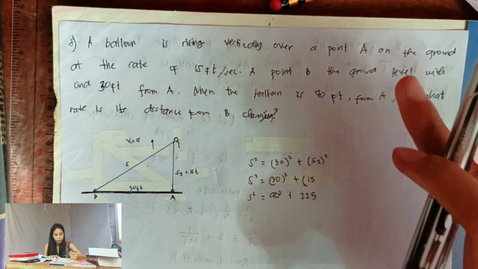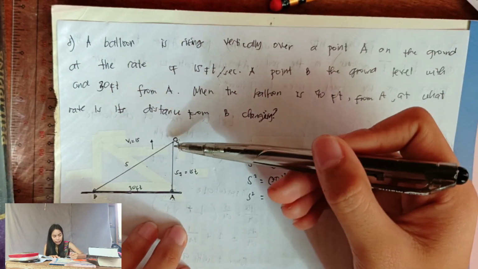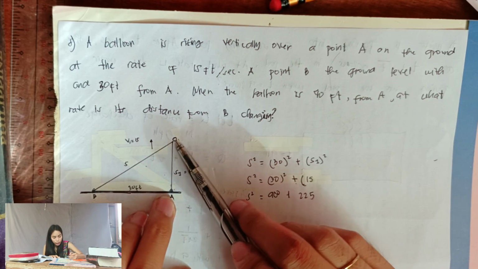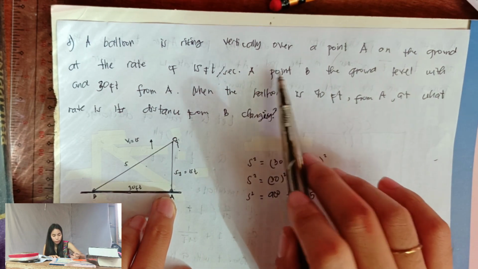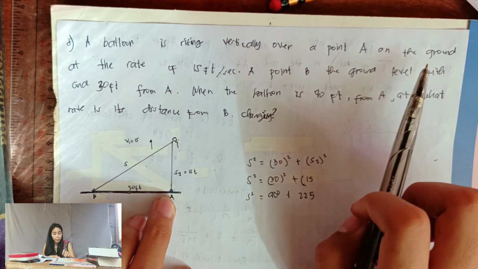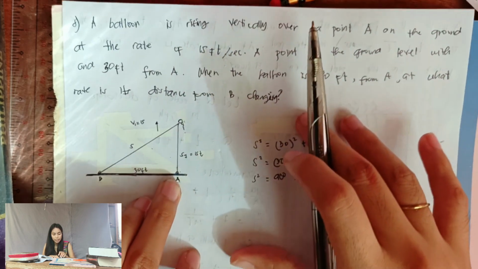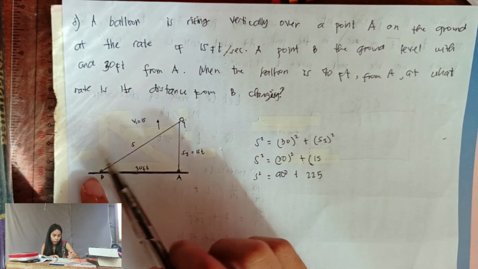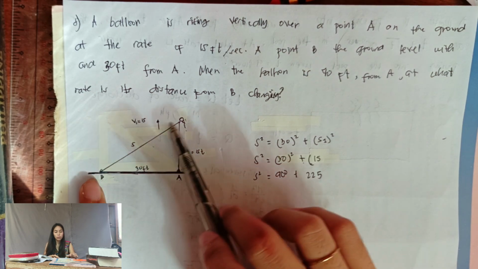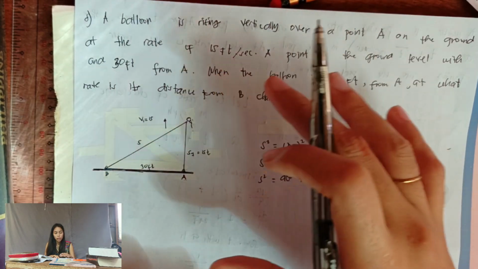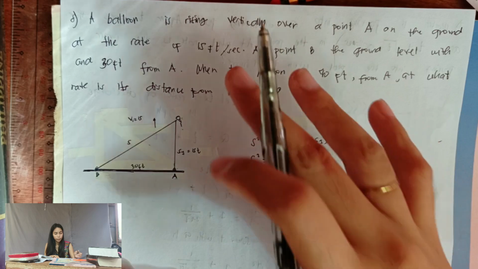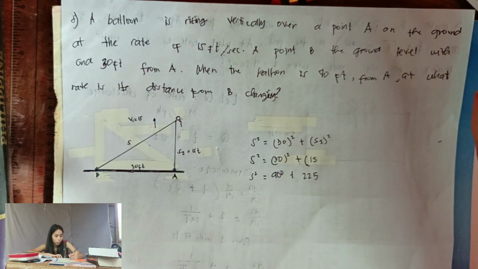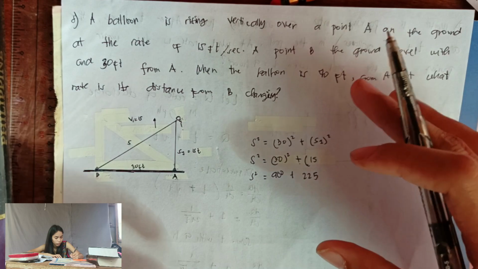So first draw sa illustration. So a balloon is rising vertically over point A. So point A, yun atong balloon. A point B, the ground level, is 30 feet from A. So, distance sa A sa point B is 30 feet. So, mag-draw sa ito ning i-connect diri. So, natay hypotenuse. So mas makita na ito diri nga natay right triangle. So, sa pag-solve, mag-use to Pythagorean theorem.